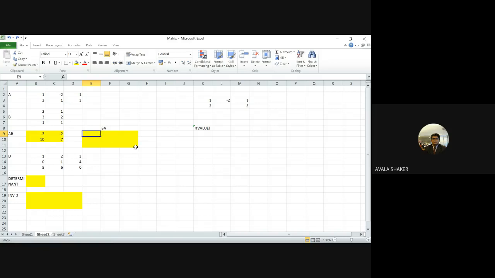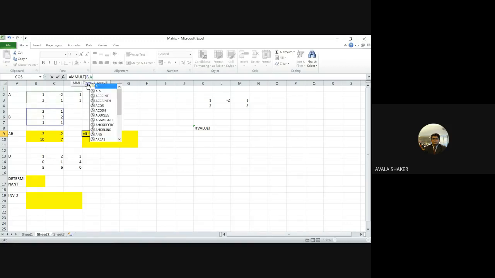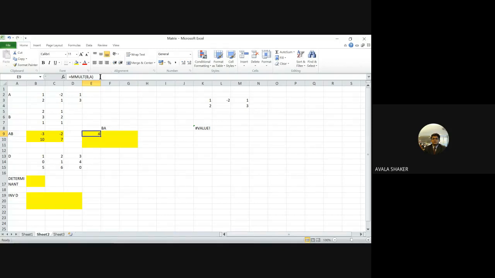Similarly here also, what will we do? Equal to matrix multiplication. See, by mistake I pressed enter. Enter will not work. Select it. Now you can say B, comma A. Enter will give me only one value again, because that is what we are used to.